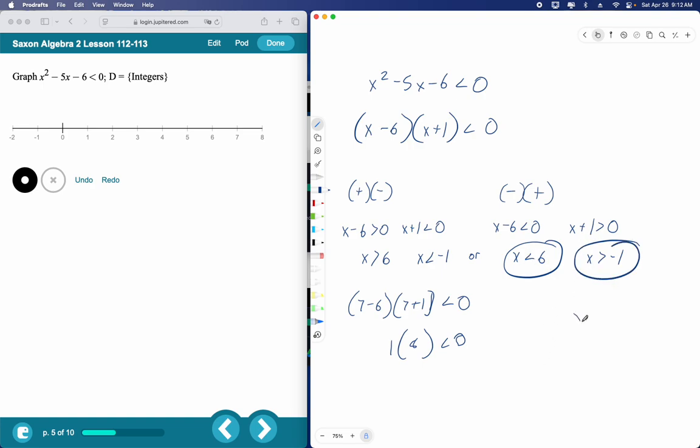So if x is less than 6 and x is greater than negative 1, then we have our conjunction, and that's what we're going to graph, and it's integers. So greater than negative 1 is 0, 1, 2, 3, 4, 5, and 5 is less than 6, so that is what we graph.